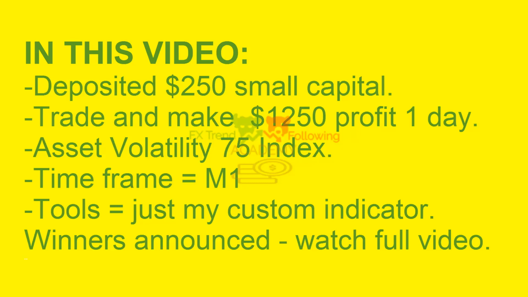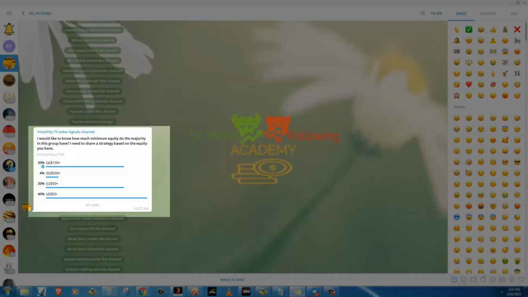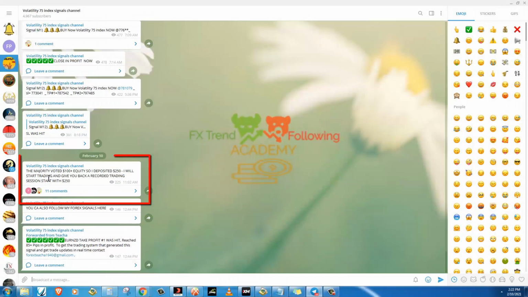All right, so I sent this message earlier on, about 10 a.m. my time, and right now it's about 20 past 2 PM. I said I would like to know how much minimum equity the majority of this group have. I need to share a strategy based on the equity you have. At that point when I sent this message, or when I made the deposit, the majority was saying $100 and above. So after that I sent a message again in the group. I said the majority voted $100 and above, so I deposited $250. I'll start trading and give you feedback.